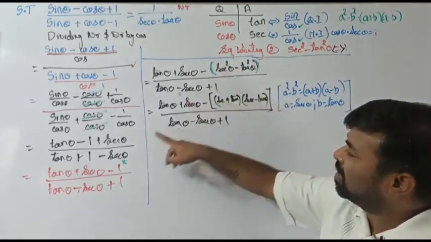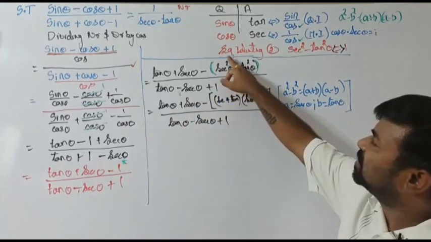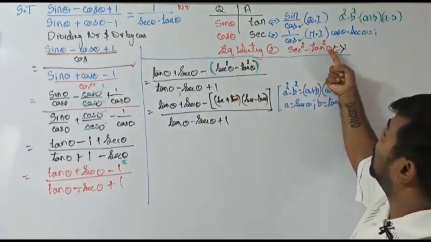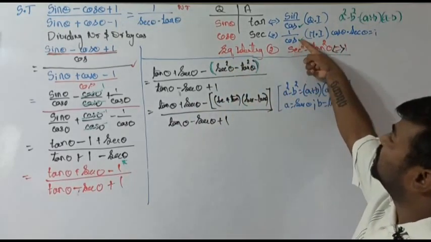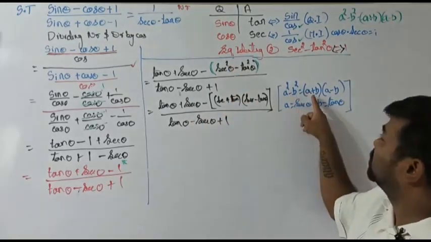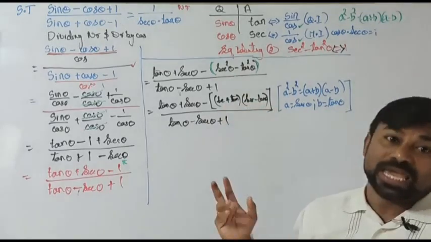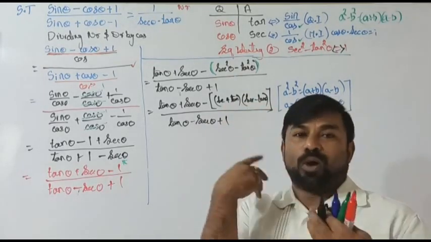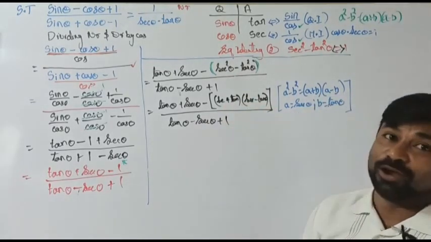In the place of 1, I kept secant square minus tan square. Why? Because the square identity, 1 can be replaced with secant square theta minus tan square. Later on, it is looking like a square minus b square, which can be converted as a plus b into a minus b. Now, one more trick that you have to play. You are having a lot of tricks here.